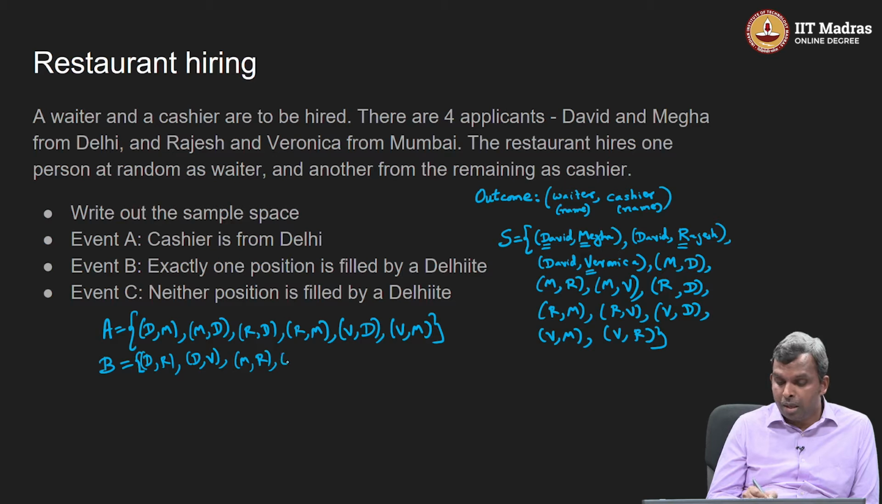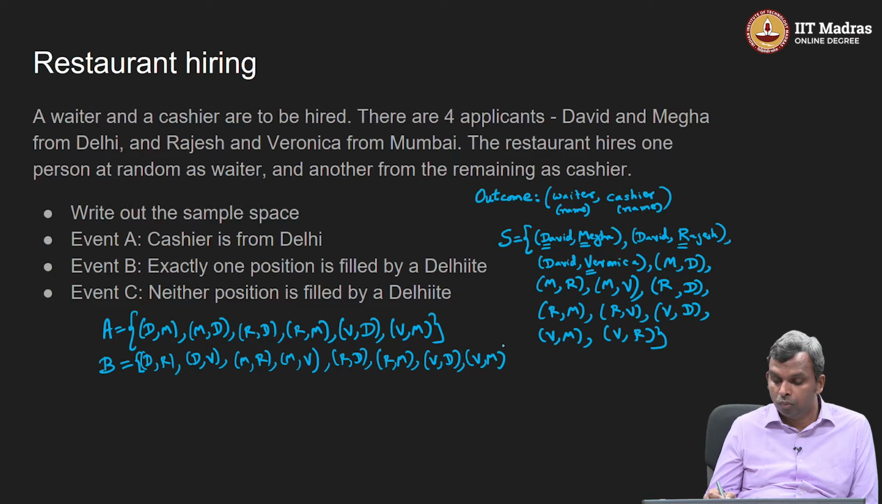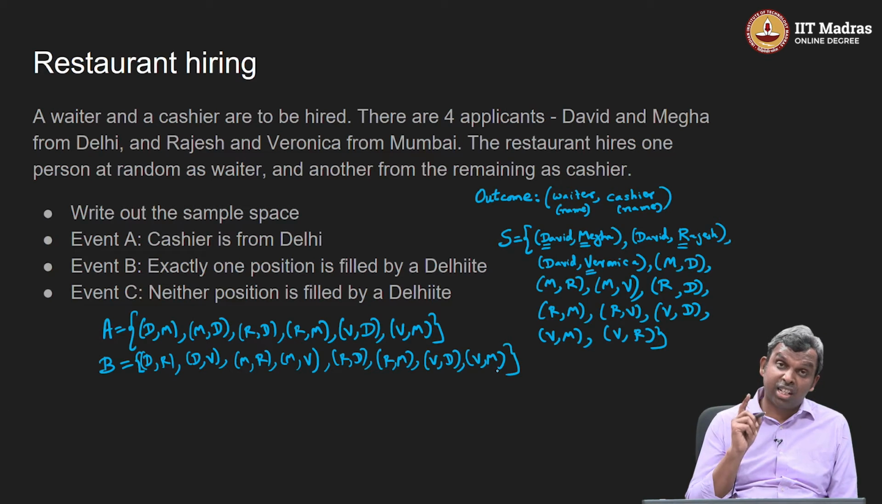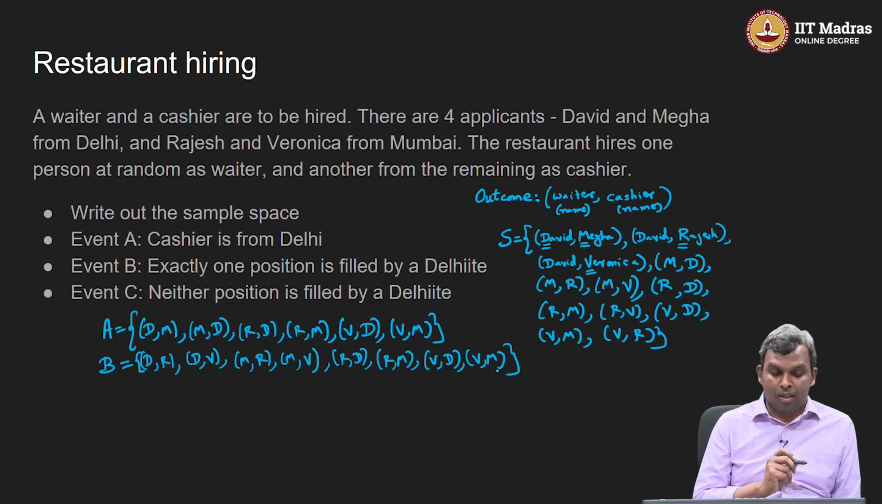So, it can be M comma R, M comma V, and then it can be R comma D, R comma M, and then it can be V comma D, V comma M. Okay. So, the event A is that the cashier's position was from Delhi, did not care about the waiter position. The second one is exactly one of the two positions is filled by a Delhiite.